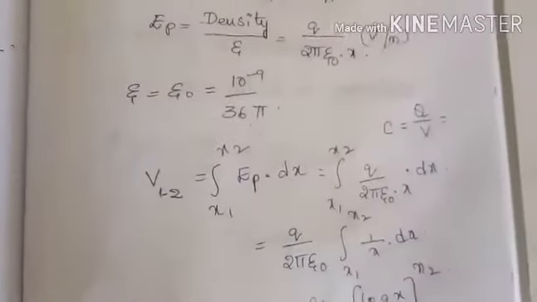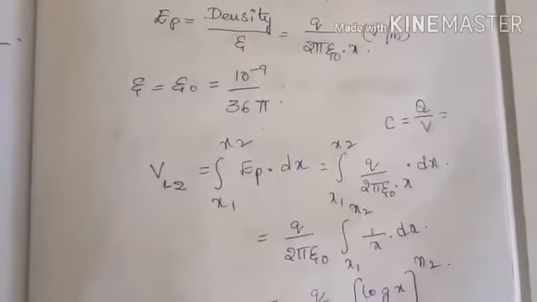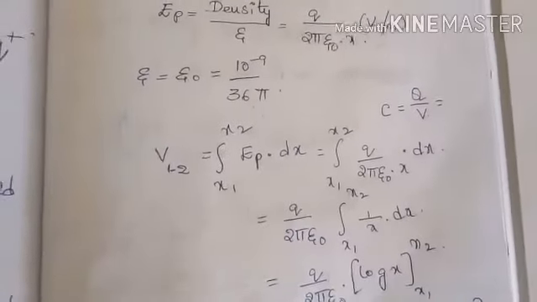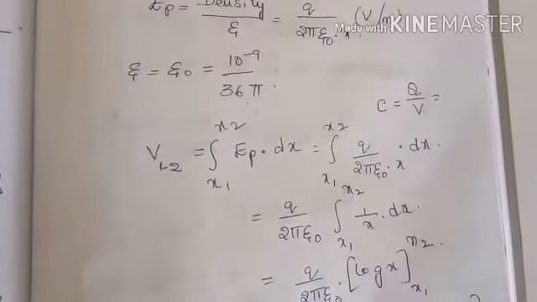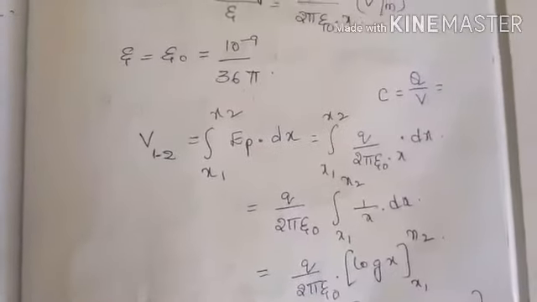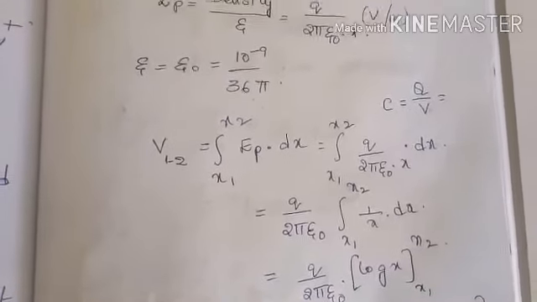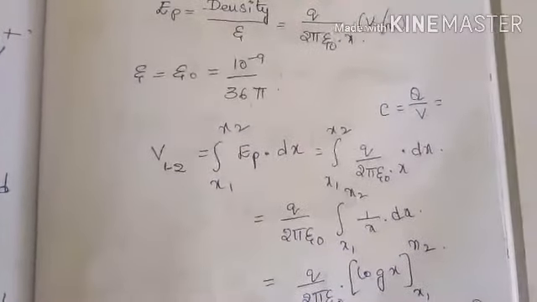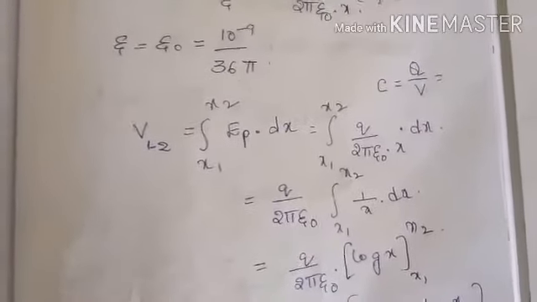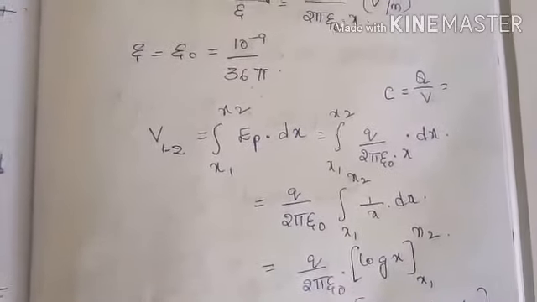Now coming to the capacitance calculation. Capacitance is nothing but charge per voltage, or potential difference between the conductors. Suppose in the graph we represent x1 meters from the center as point p1, and x2 meters from the center as point p2. From x1 to x2 we can derive the potential difference. The integral of electric field intensity will give the potential difference. So do the integration from x1 to x2 of q by 2 pi epsilon naught into x, dx, with respect to the distance.